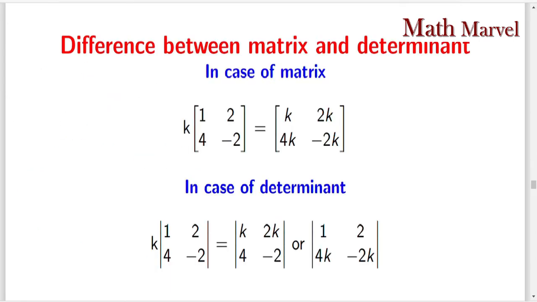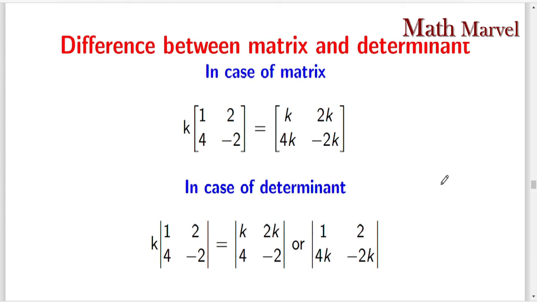From property number 4, we have to learn one difference between matrix and determinant. In the very first lecture, we discussed the difference between matrix and determinant on the basis of the definition. What is the difference between matrix and determinant? A matrix we use to solve a system of linear equations. And what is the determinant? Determinant is some real value of the matrix. For evaluation of a matrix, we use the determinant. So this is the difference between matrix and determinant.